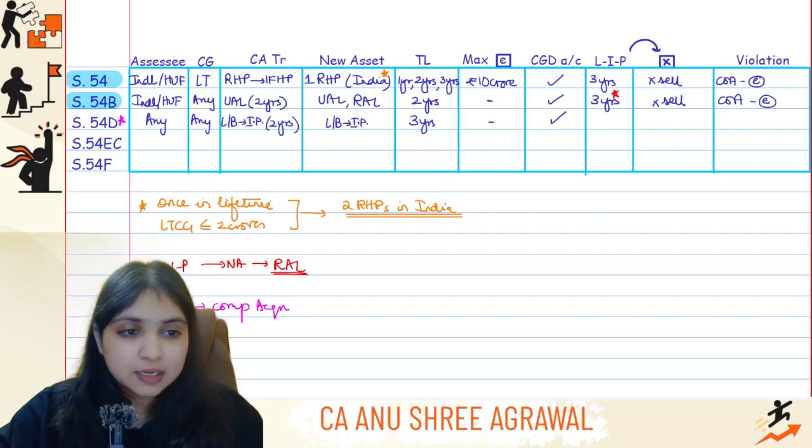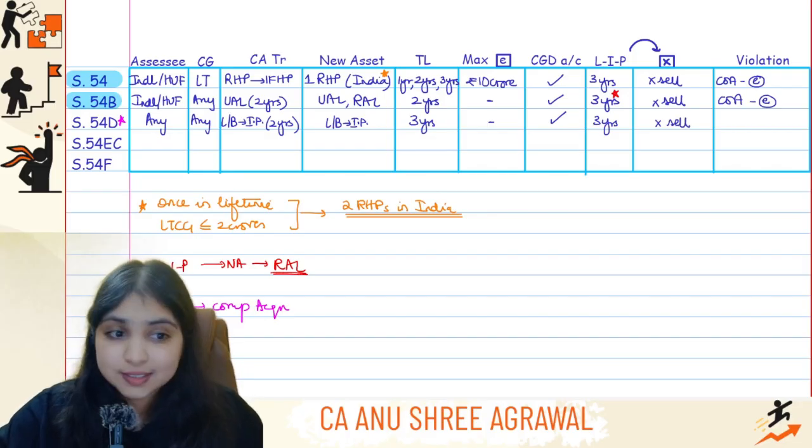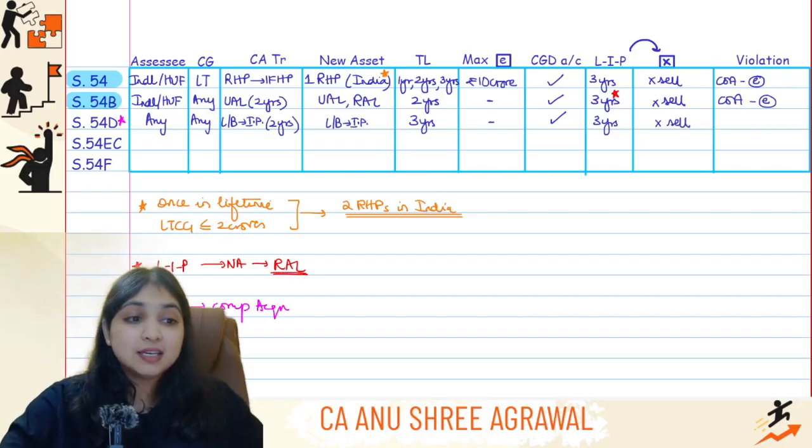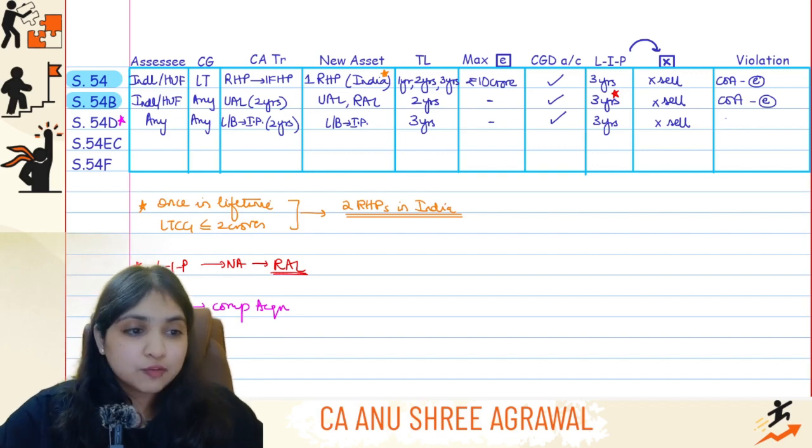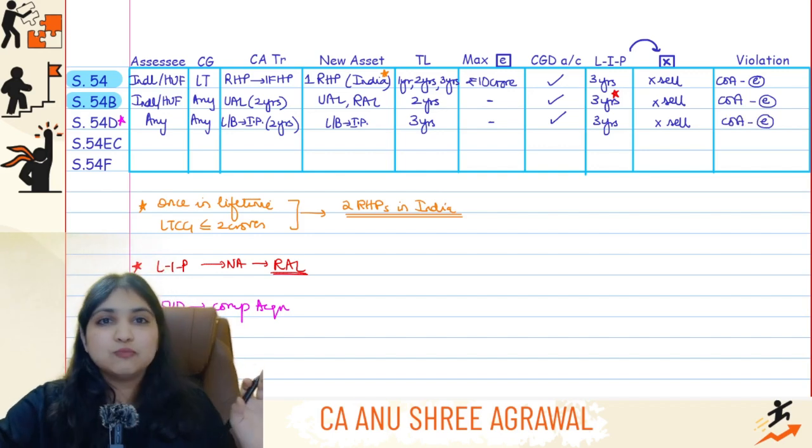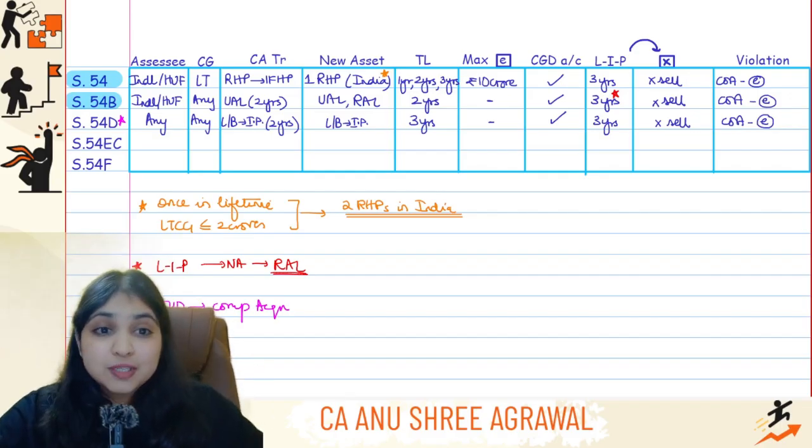CGAS concept will apply here also. Lock-in period over here also is 3 years. Same thing, in these 3 years you should not sell away the new asset. If you sell away the new asset within 3 years, then same thing, I will attack the cost of acquisition. From the cost of acquisition of the new asset, I will subtract whatever exemption you have already enjoyed. Okay, so this was section 54D.